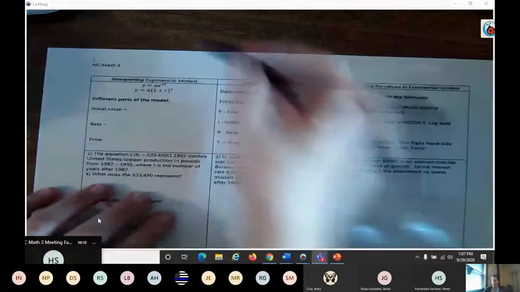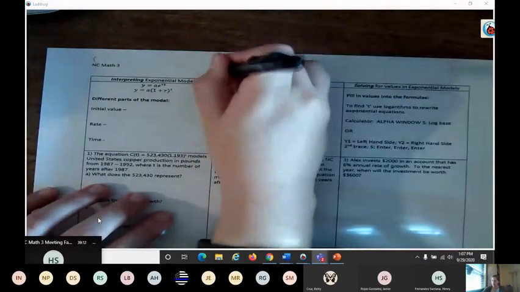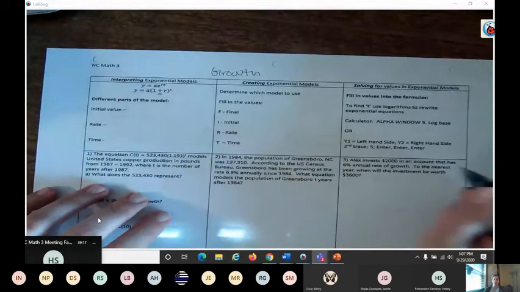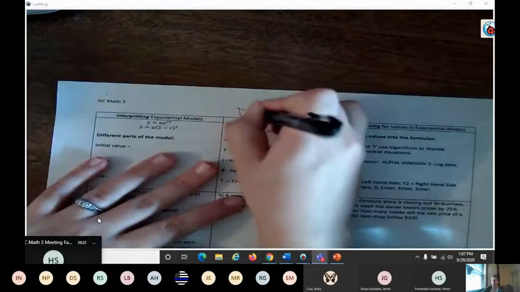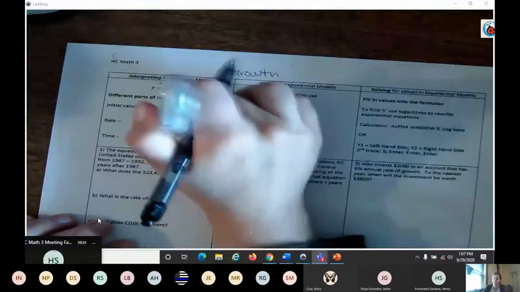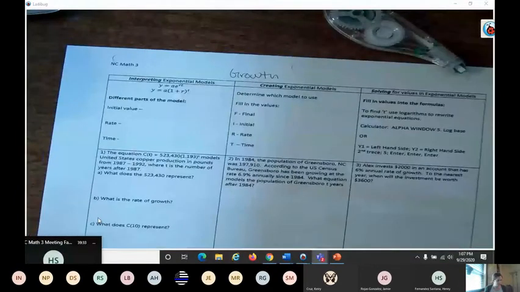Okay, so this sheet looks pretty much the same on both sides. The side that is growth has a plus sign here. The side that is decay has a minus sign over here. We're going to start with the growth side. And I know we barely have time left. Okay, so we're going to practice identifying the different parts of the model.